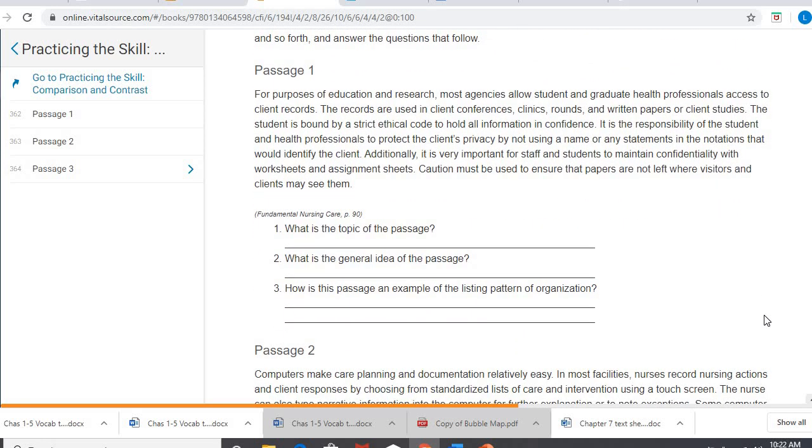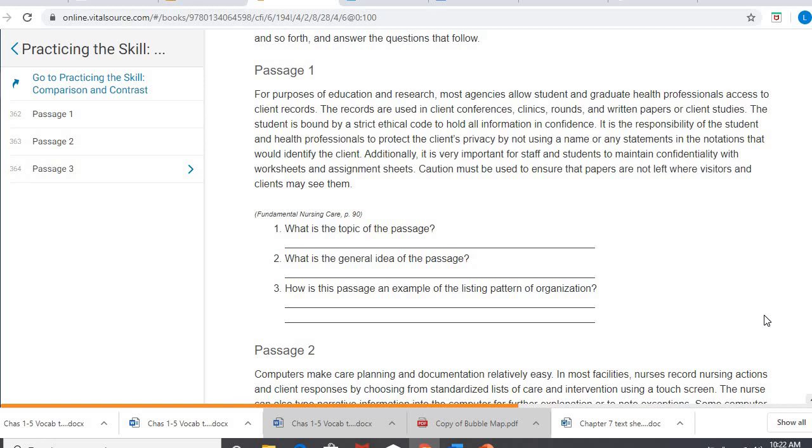Okay. For purposes of education and research, most agencies allow student and graduate health professional access to client records. The records are used in client conferences, clinics, rounds, and written papers or client studies. The student is bound by a strict ethical code to hold all information in confidence. It is the responsibility of the student and health professionals to protect the client's privacy by not using a name or any statements in the notations that would identify the client.